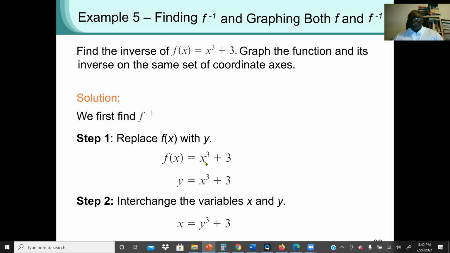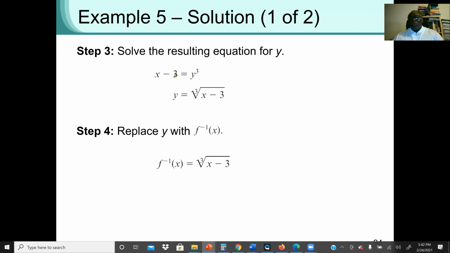We have f(x) equal to x cubed plus 3. So we change f(x) to y. Now, anywhere we see y, we put x, and anywhere we see x, we put y. So here we get x equals y cubed plus 3. Now we need to solve for y. So x minus 3 equals y cubed. So y will be the cube root. When the cube crosses the equal sign, it becomes a cube root. When the cube root crosses the equal sign, it becomes a cube. So y will be the cube root of x minus 3. So this is my inverse of the function f. The inverse of the function f is the cube root of x minus 3.